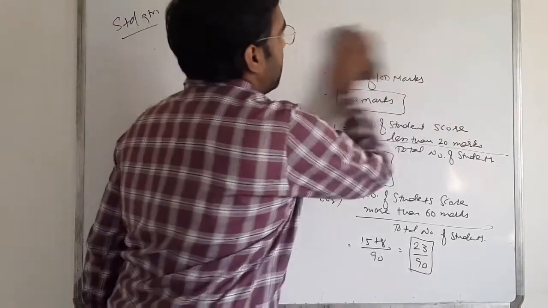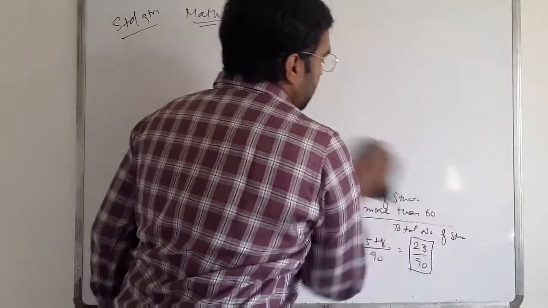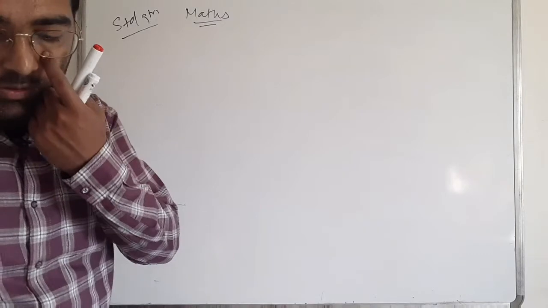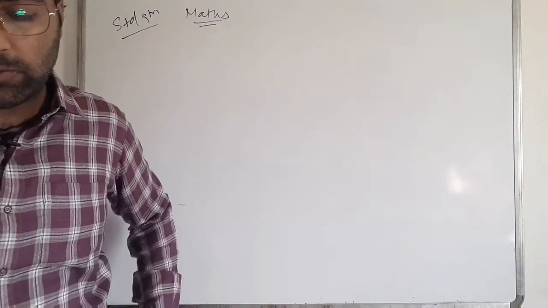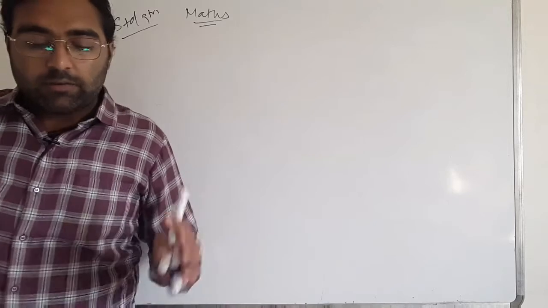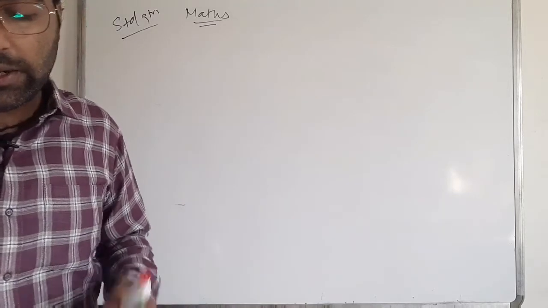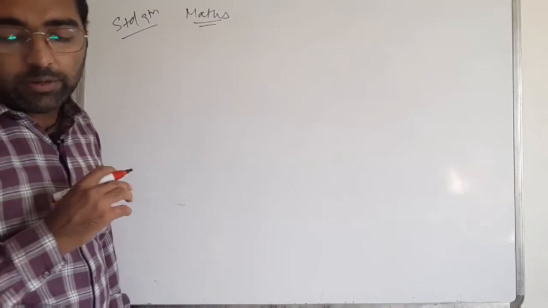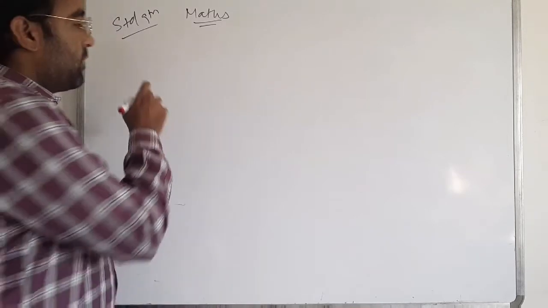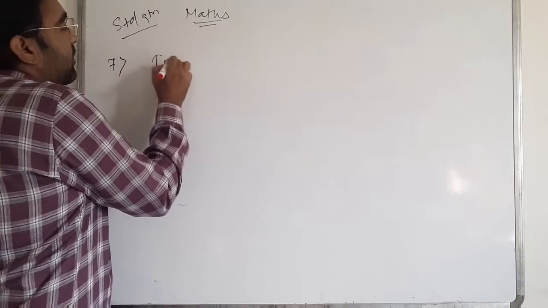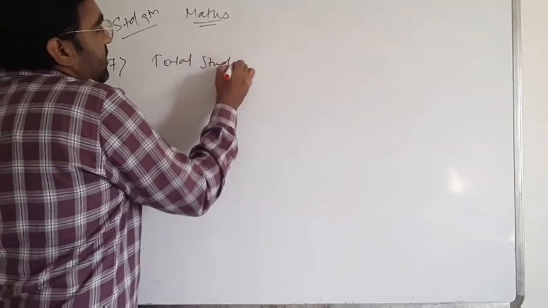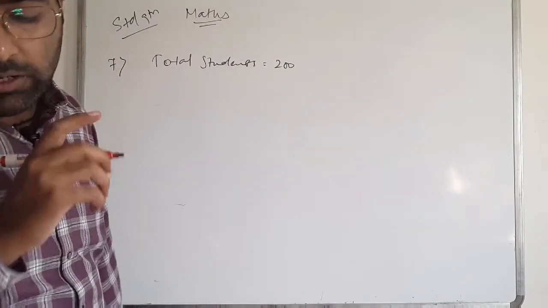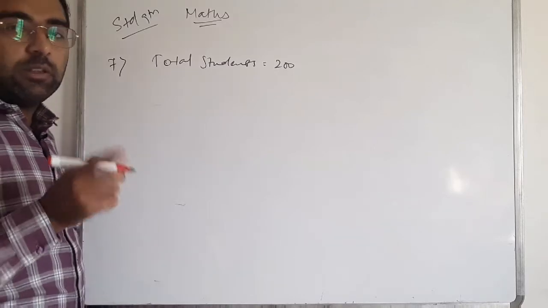So now we have to move to question number 7. In question number 7, it is given that to know the opinion of the students about the subject statistics, a survey of 200 students was conducted. The data is recorded in the following table. So the total number of students is 200, and the number of students that like statistics is 135.